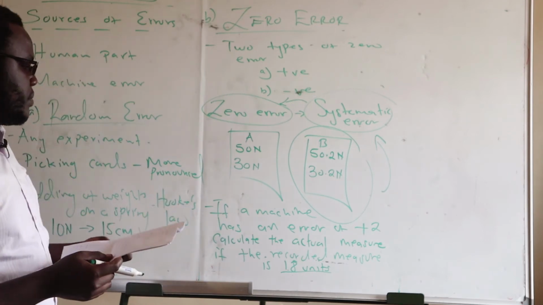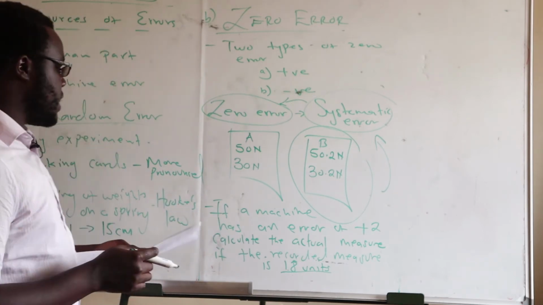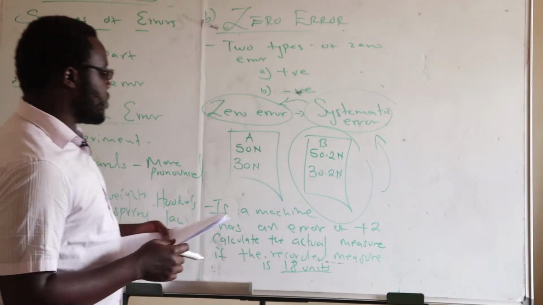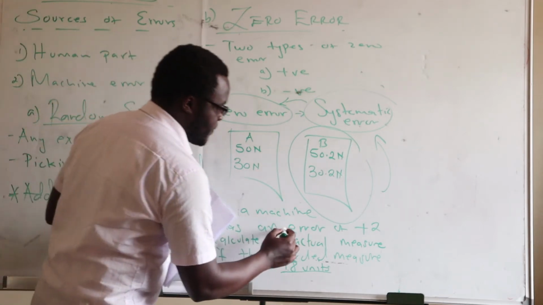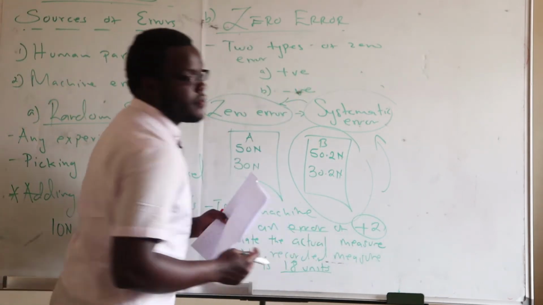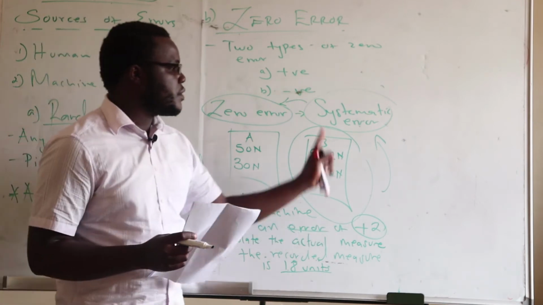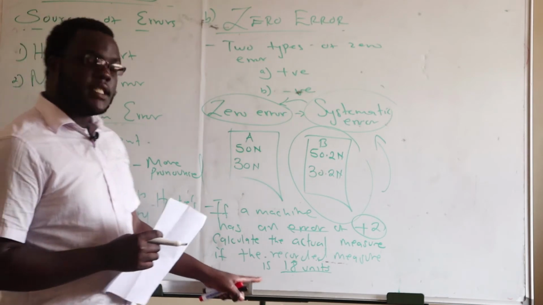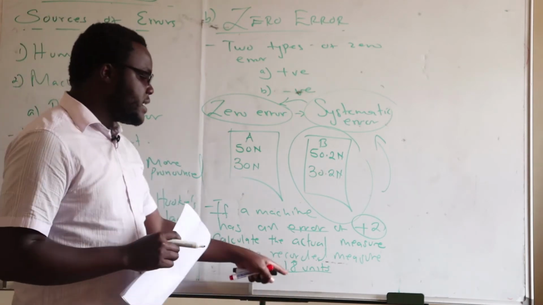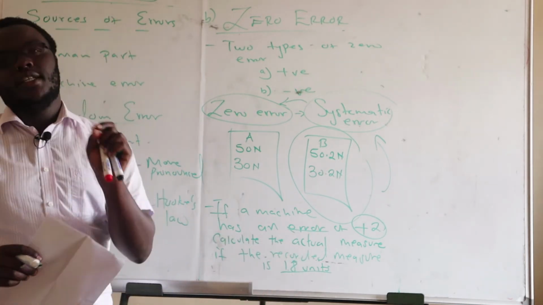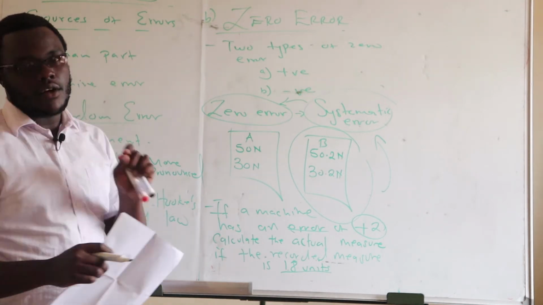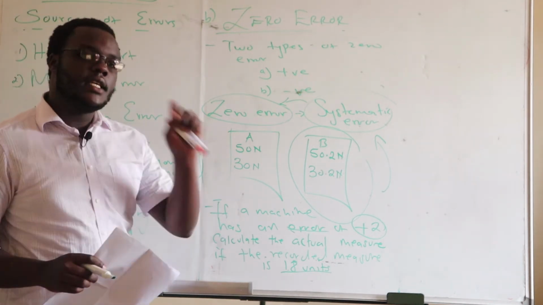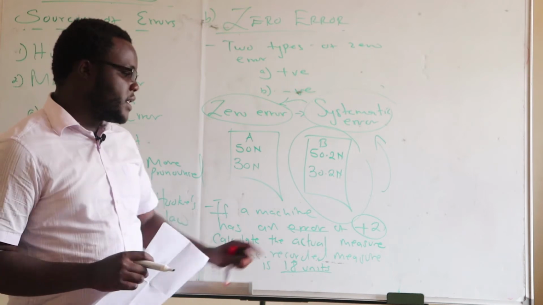Calculate the actual measure if the recorded measure is 18 units. So we're talking of a machine that has an error of positive 2. Remember that this positive 2 is always causing a systematic error in the reading. Therefore, when the machine reads 18 units, it means that the 18 units are not the real units in the measured object. Can we get the real measure of the object that we are having?